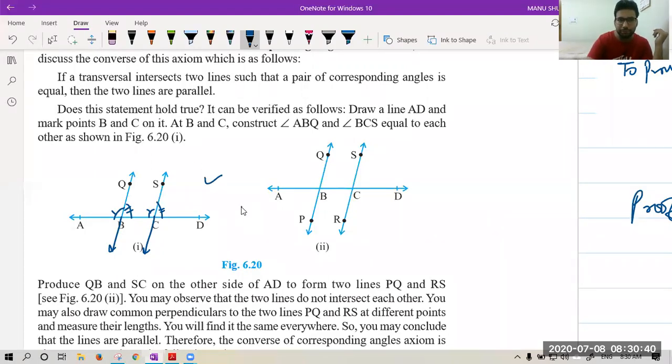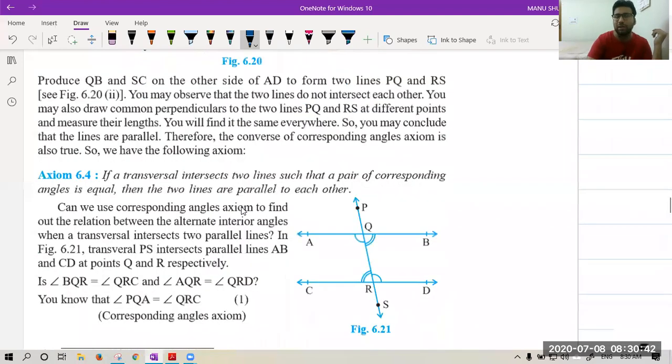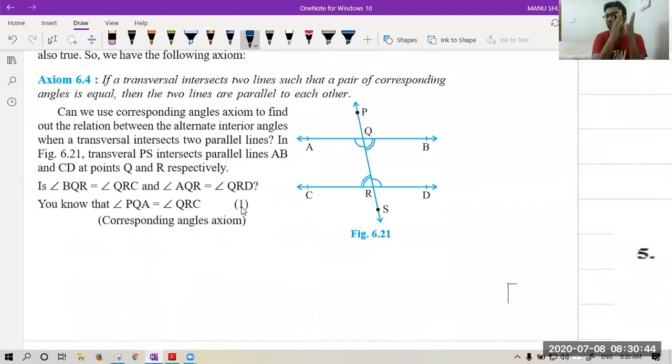Now let's see the next axiom. Always we have an axiom and we have its converse. Converse is the reverse of it. So we said if lines are parallel, corresponding angles are equal. So the converse will be, if corresponding angles are given to you as equal, you can say that the lines are, yes class, please tell, parallel. Good Ayush. So this is the converse.